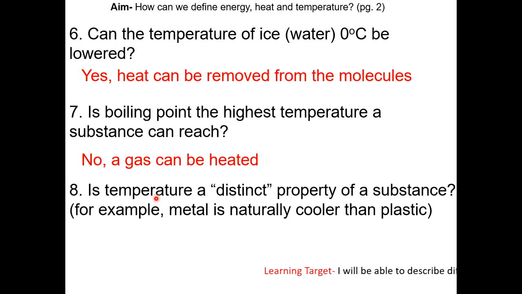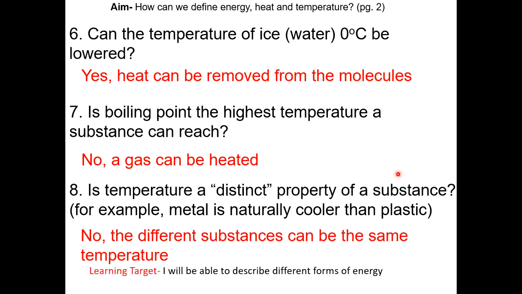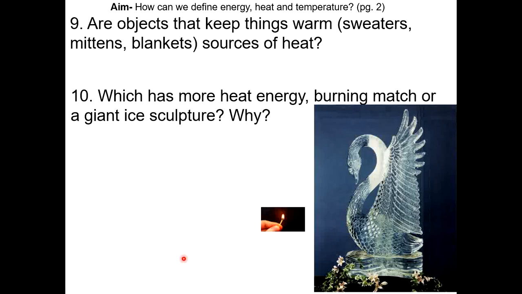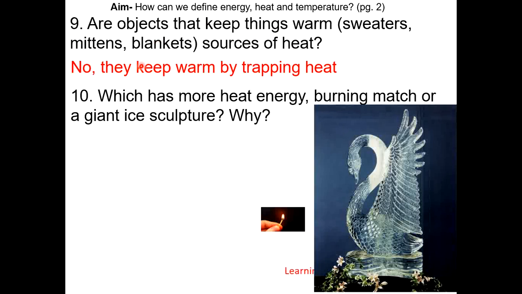Question 8. Is temperature a distinct property of a substance? For example, metal is naturally cooler than plastic. The answer is no. Different substances can be the same temperature. Question 9. Are objects that keep things warm, sweaters, mittens, and blankets, sources of heat? The answer is no. They keep you warm by trapping heat.